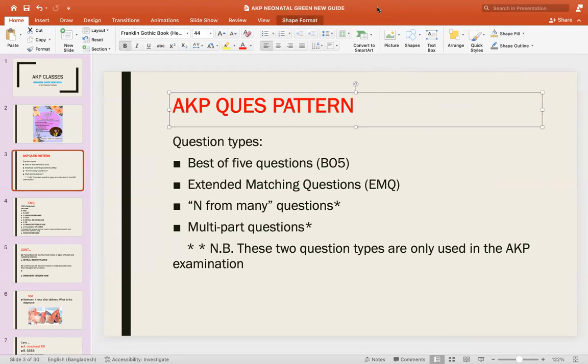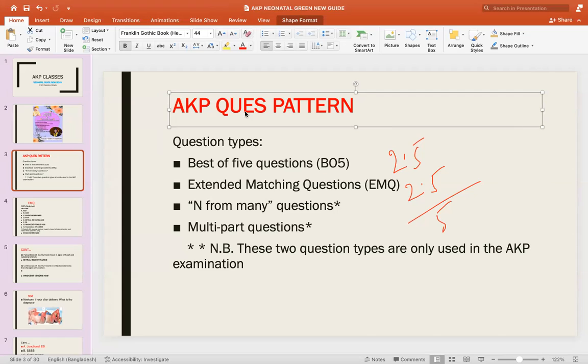2.5 hour in paper 1 and 2.5 hour in paper 2. This is 5-hour exam, total 5-hour exam. Trust me, the most important thing is time. In AKP part 1, whatever, in clinical, whatever. Most important thing is not how much you are answering. No, it is time management.